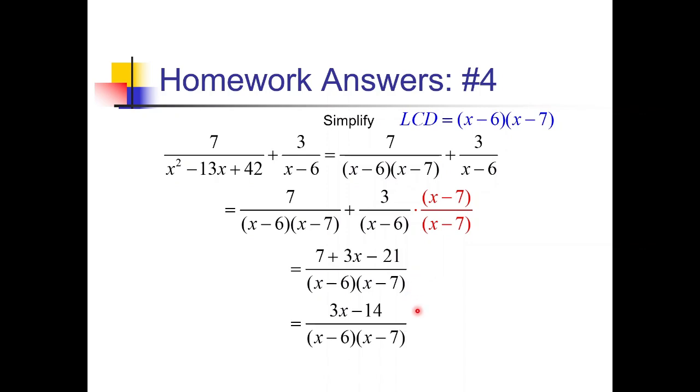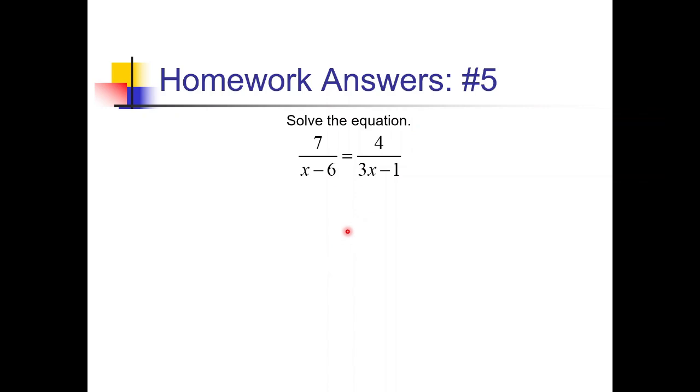Just double checking real quick, it doesn't look like I can factor 3x minus 14 or reduce it in any other way. So this one is done. I didn't cancel out anything, so I don't need to exclude anything. So we're done.